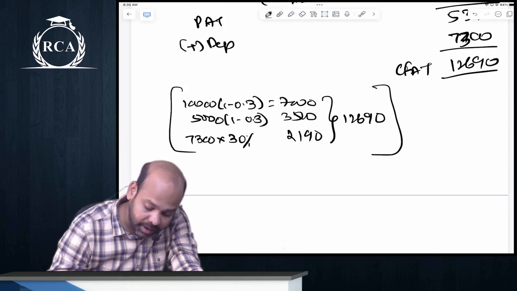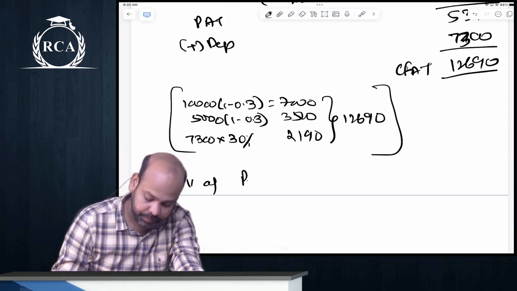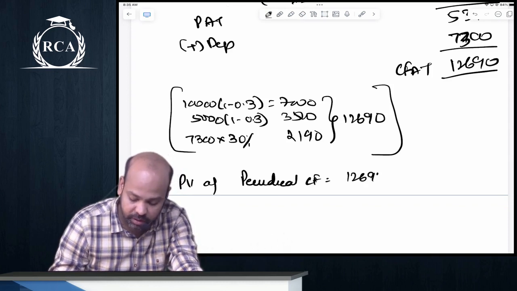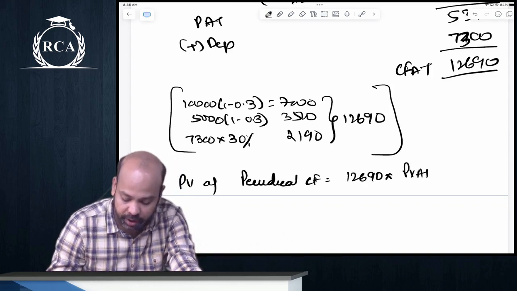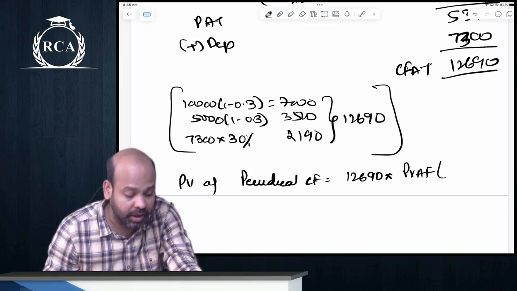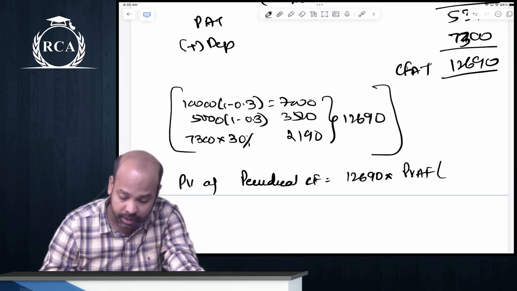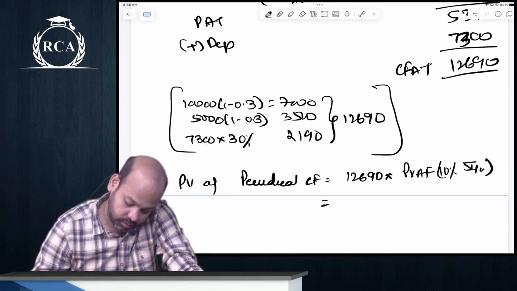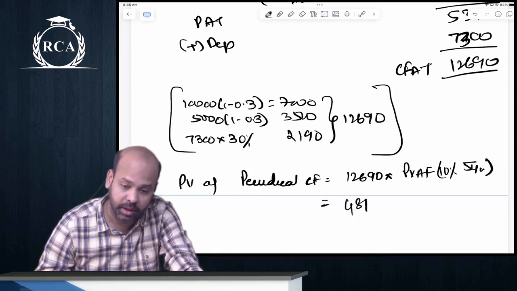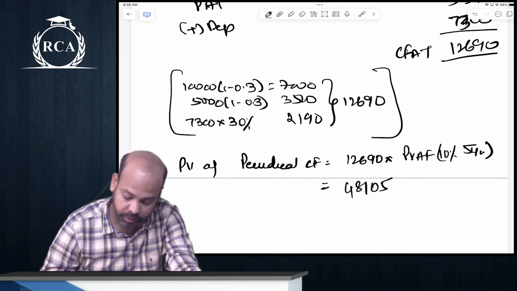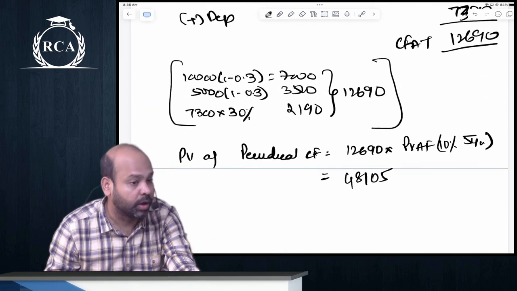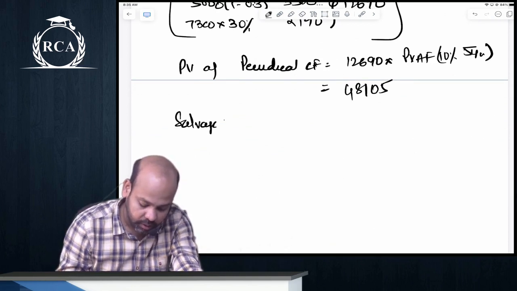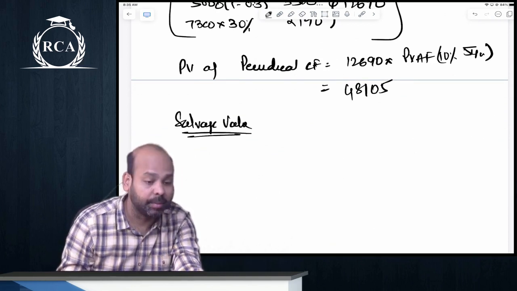How much is the present value of periodical cash flows guys? Present value of periodical cash flows will become 12,690 guys into PVAF at a discounting rate of 10% for 5 years. How much is this? 48,105. Now guys, once you write incremental periodical cash flows, now the salvage value. Even this you will have to do on an incremental basis.